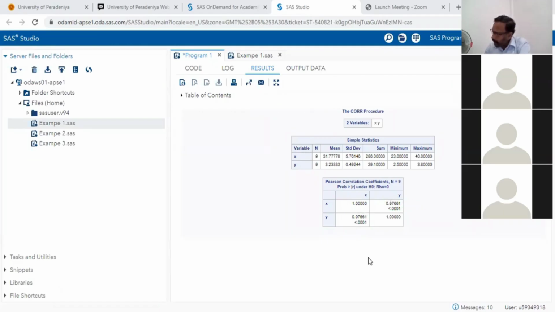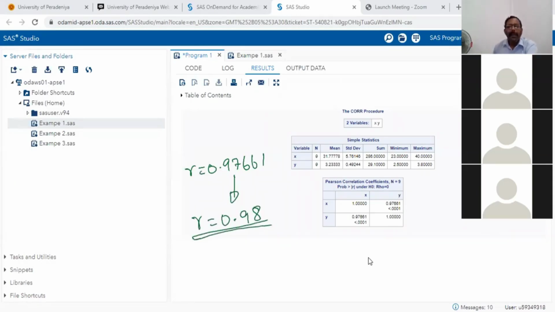Look at the first information. First information gives the value 0.97661. Normally, when you write in a report, you have to write it like this. 2 decimal is enough. Sometimes people calculate for 5 decimal, 6 decimal. 2 decimal for R or R square is enough. Get the closest decimal. So I can write it as 0.98.